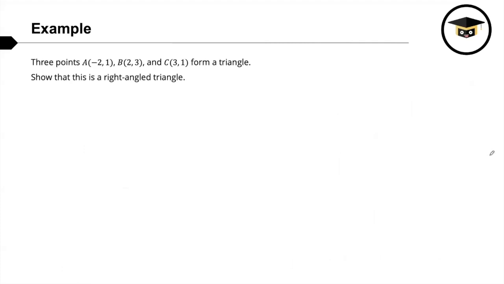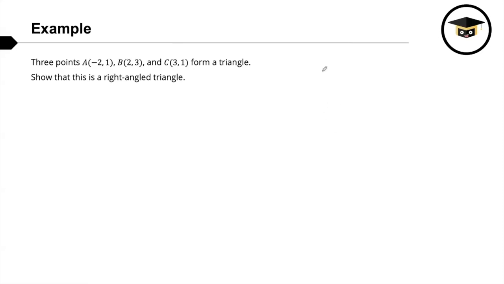Finally, we have another example. 3 points A, B, and C form a triangle. Show that this is a right-angled triangle. So how do we show that something's a right-angled triangle? Well, we need to show the Pythagorean property holds. So really, we need to figure out every single side and then show that the two shorter sides, when squared and added together, is equal to the third side squared. So how do we do that?